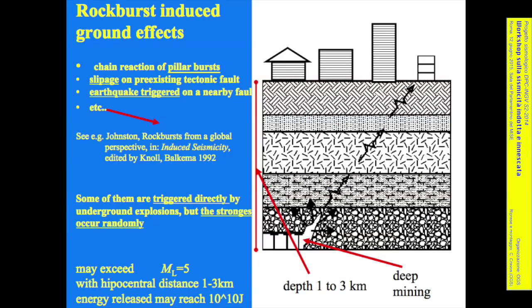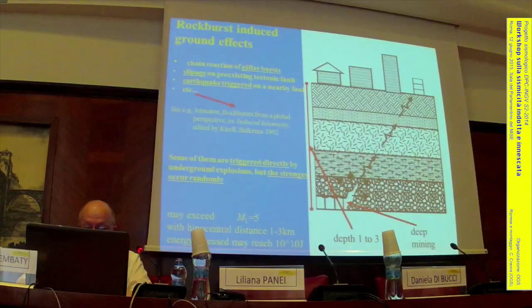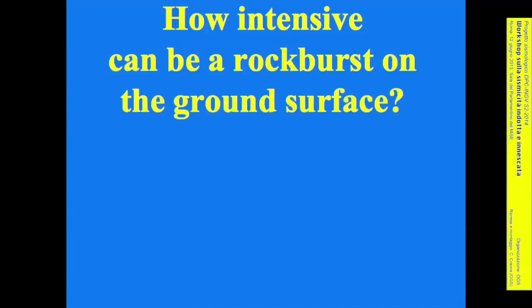Here is some information how it happens. There is a very good contribution from MIT, from Johnstone, rock bursts from a global perspective from 1992. The magnitudes may exceed 5. You will see in a moment, energy could be 10 to the power 10 joules. The question is, how intensive can rock bursts be on the ground surface? So a comparison is very pertinent to the nuclear underground explosions.